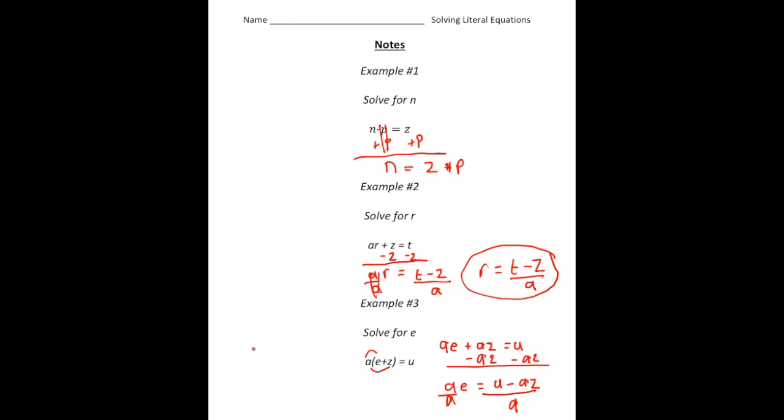I'm going to write it over here. So e is going to equal u minus az divided by a. And there it is.